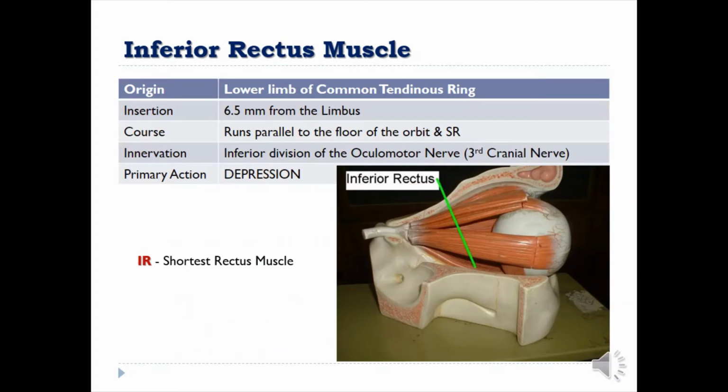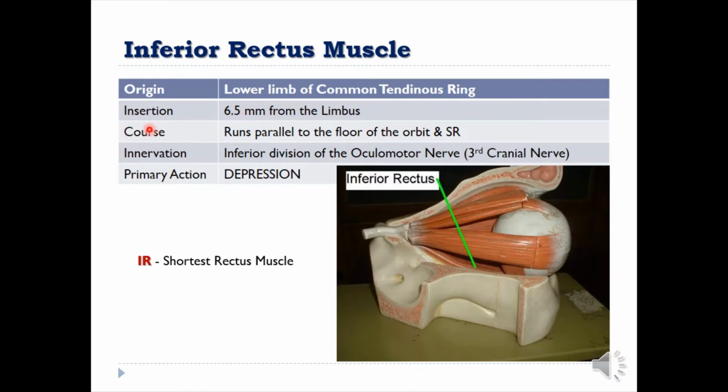Alright, in this slide, we'll be discussing the inferior rectus muscle. We discussed the superior rectus sufficiently, right? For the inferior rectus, again we'll see the origin. We know that the origin is the common tendinous ring, from the lower limb or inferior part of the common tendinous ring, because this muscle is the inferior rectus. Insertion: it inserts onto the limbus, 6.5 millimeter from the limbus.